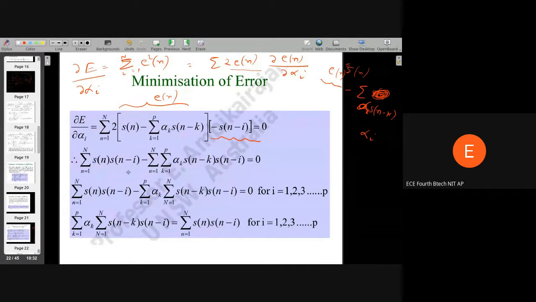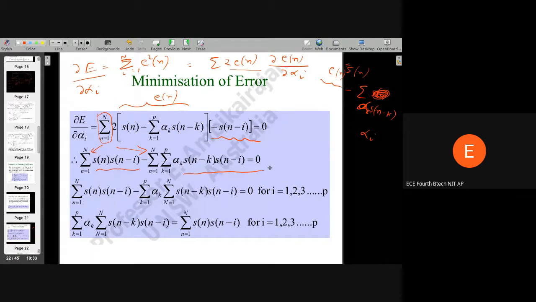Now you rearrange the terms. 2 is not needed. You have to equate it to 0. Forget about the 2. So just simplify s n minus i s n minus i minus of this term that you have. So two summations, n equal to 1 to n and k equal to 1 to p, come. So you get this term.